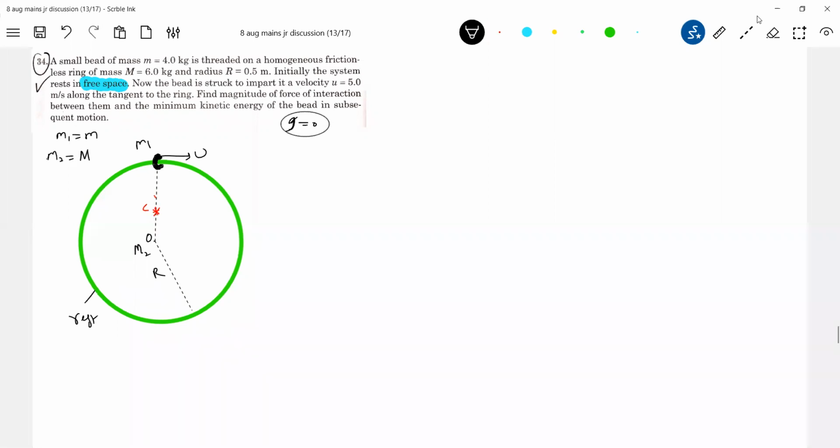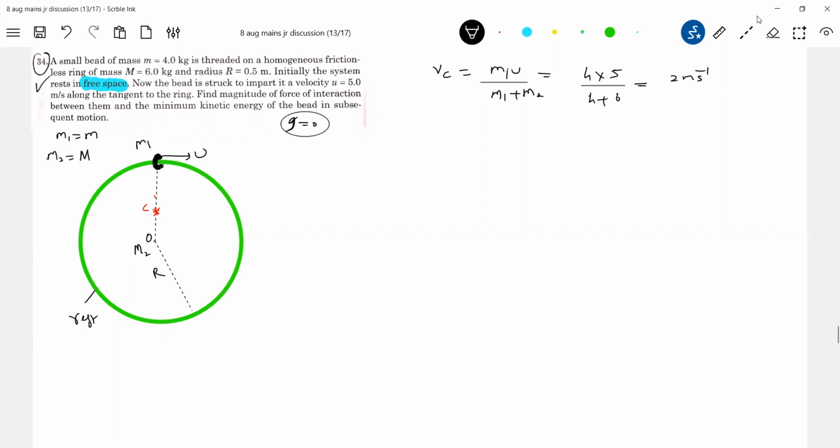Now you first calculate the velocity of center of mass. What is the velocity of center of mass? Vc equal to M1u by M1 plus M2. What is the state of center of mass? It was at rest, no? So M1 is 4, initial velocity imparted 5, by 4 plus 6. It will be 2 meter per second.